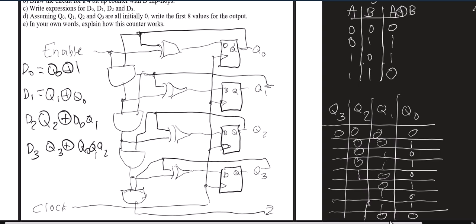The AND of 0 and 1 is 0, and the exclusive OR of 0 and 1 is 1. The AND of 1 and 0 is 0. Exclusive OR of 0 and 1 is 1. AND of 1 and 1 is 1. Exclusive OR of 1 and 1 is 0.